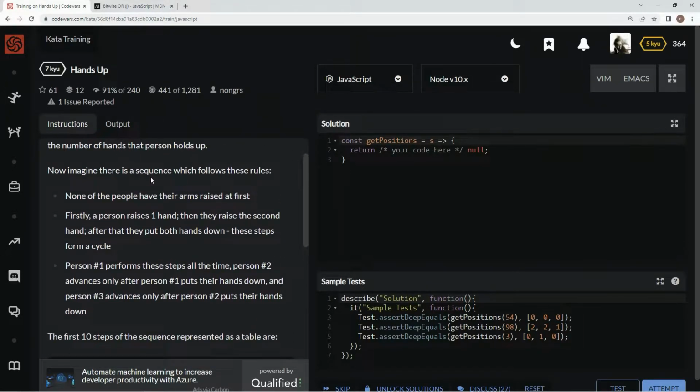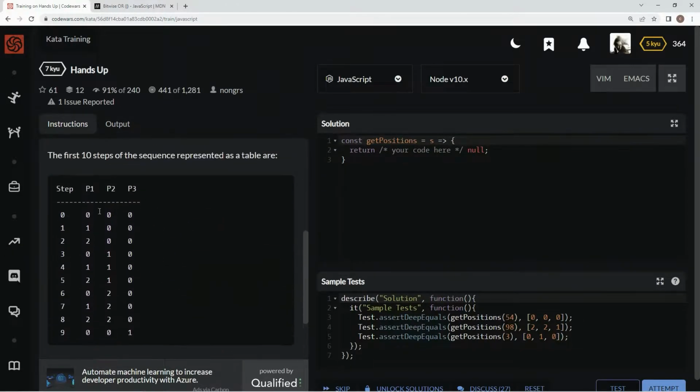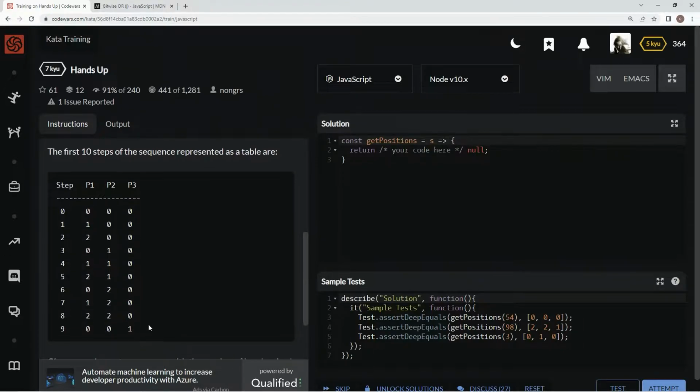Now imagine there is a sequence which follows these rules. None of the people have their arms raised at first. Firstly, a person raises one hand, then they raise the second hand. After that, they put down both hands. These steps form a cycle. Person 1 performs these steps all the time. Person 2 advances only after person 1 puts their hands down, and person 3 advances only after person 2 puts their hands down. The first 10 steps of the sequence are represented by this table, just like this, okay?